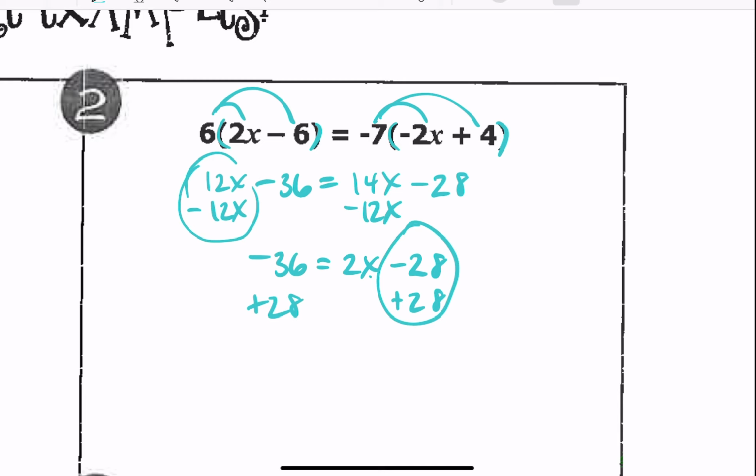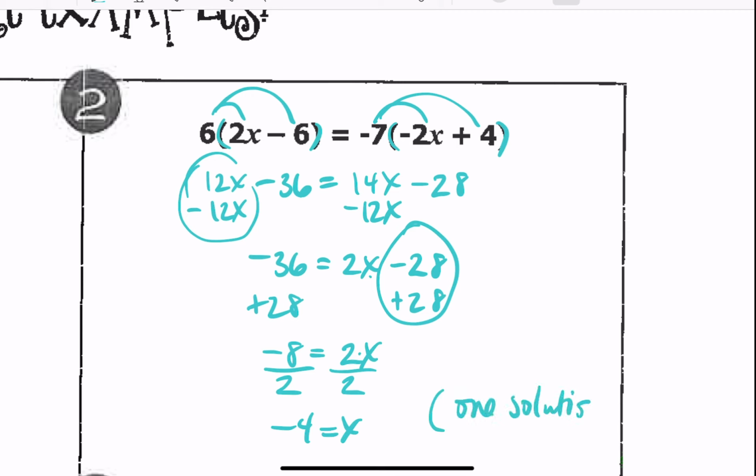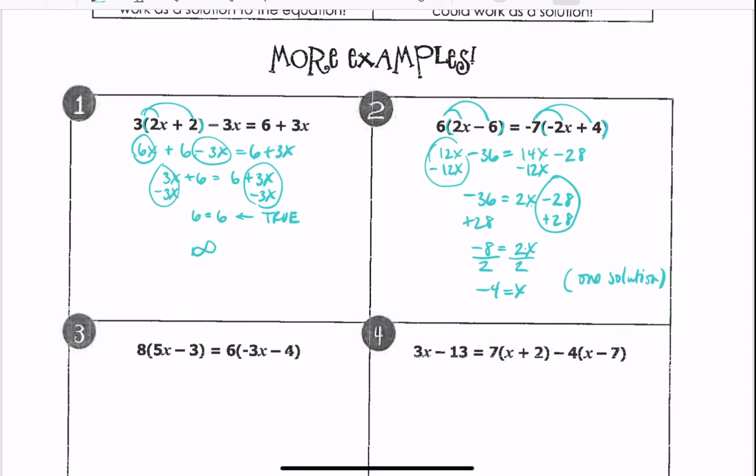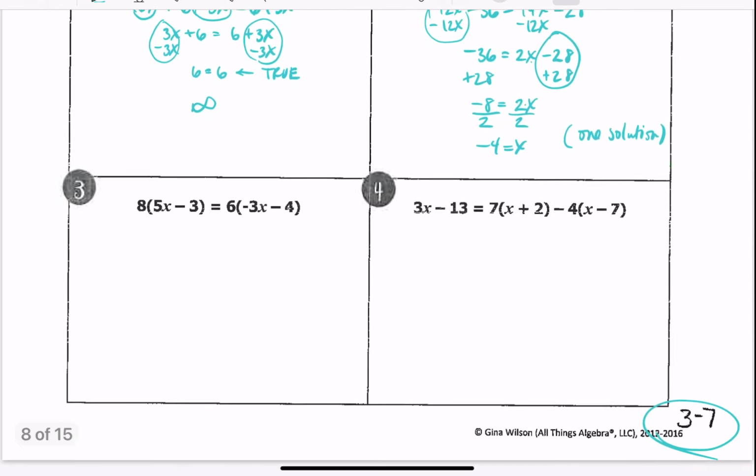I do that. -36 plus 28 is -8 equals 2x. This is being multiplied by x. I'm going to divide both sides by 2, and I get -4 equals x. So this one has one solution. You don't have to really do anything special to show that, except show that x equals the number. But that's one of our old-fashioned one solution equations.